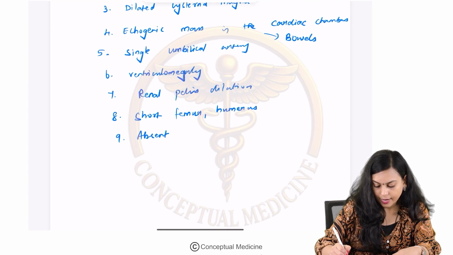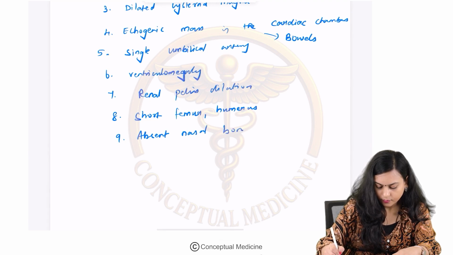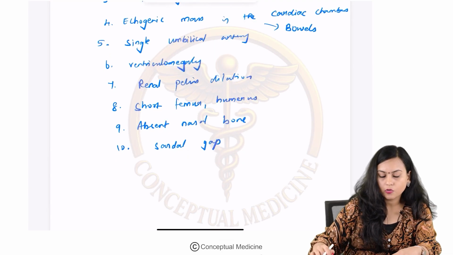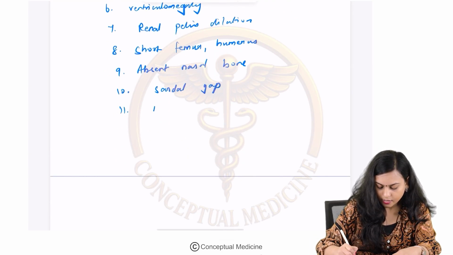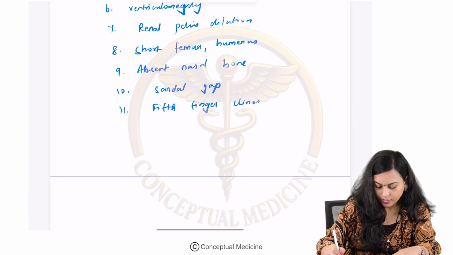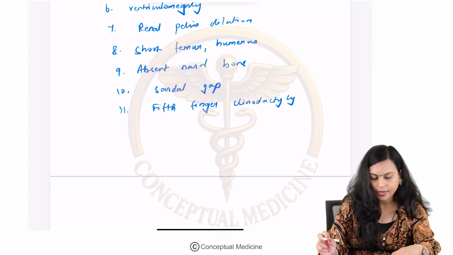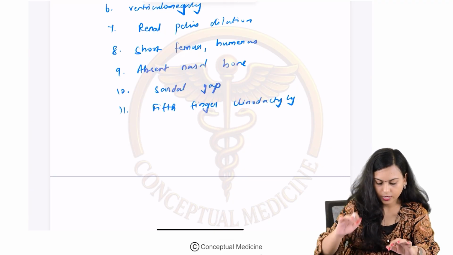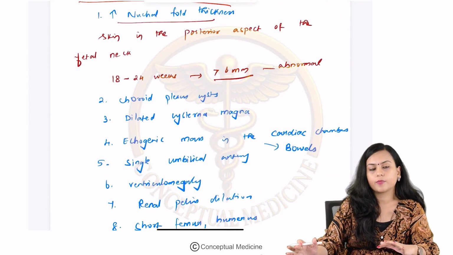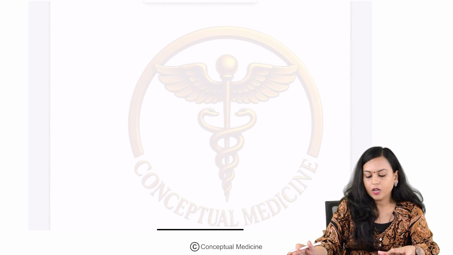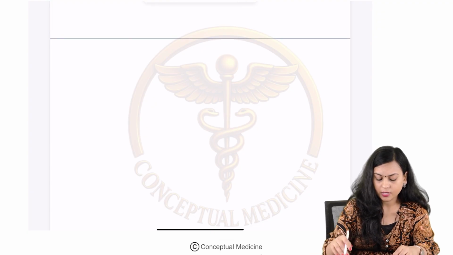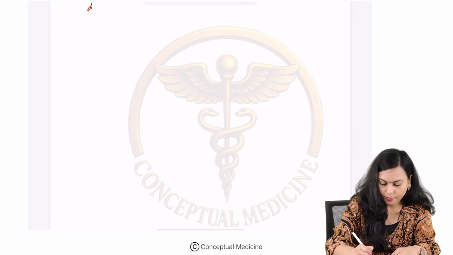Another important marker is absent nasal bone. There can be a sandal gap, that is a gap present between the first toe and the next toe, and fifth finger clinodactyly in the hands. What is happening is there is a hypoplastic or absent middle phalanx in the fifth finger. So these are some of the soft markers that you will be able to appreciate in the second trimester scan. Now we are going to another important part of second trimester ultrasound. It is the Doppler in pregnancy.